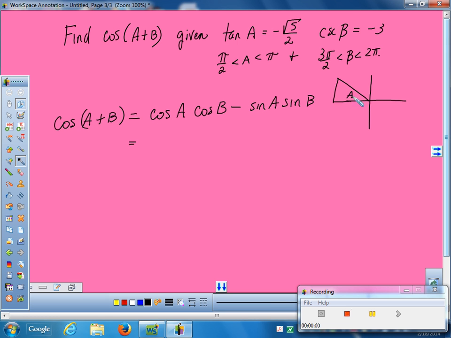Okay, angle A. What quadrant is it telling you angle A is in? If it's between pi over 2 and pi, yes, it's in the second quadrant. So you are going to actually have to draw yourself a picture of angle A. What do you know about angle A that you could use to get its side length? Tangent A, opposite. This could be a lot of work.